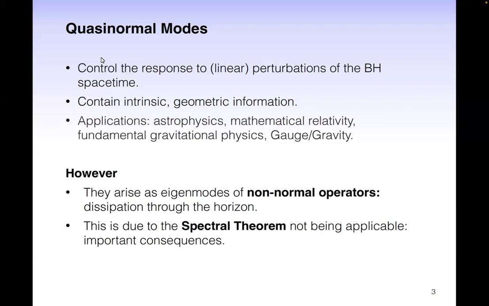So the fact that the Hamiltonian is non-normal means that the spectral theorem does not apply. And if the spectral theorem does not apply, that has important consequences about the properties of the quasinormal modes themselves, and as a consequence of that, on the physical processes that we can have. And one of such consequences is precisely transience.